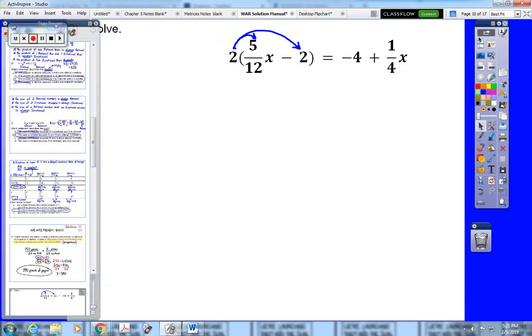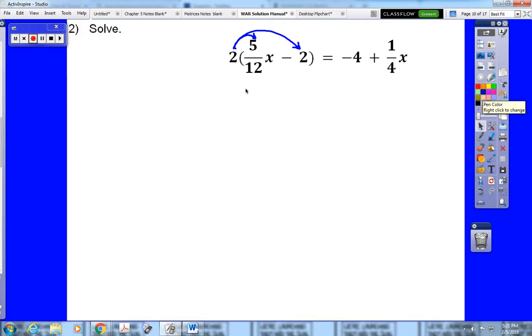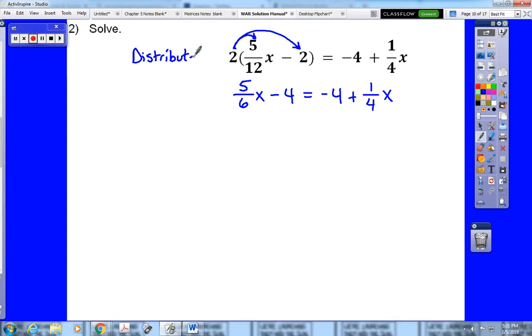Back to our work here. So we have 5 over 6x minus 4, because 2 times 2 is 4, equals negative 4 plus 1/4 x. Now, we have talked extensively in class about how to clear fractions, okay? So step 1, we distributed. Step 2, we are going to clear the fraction.